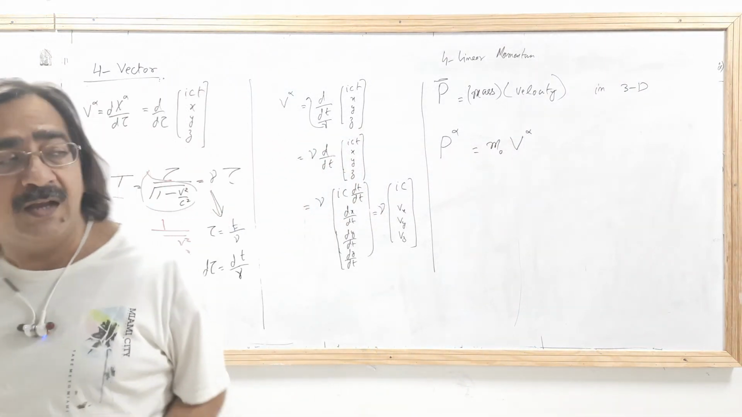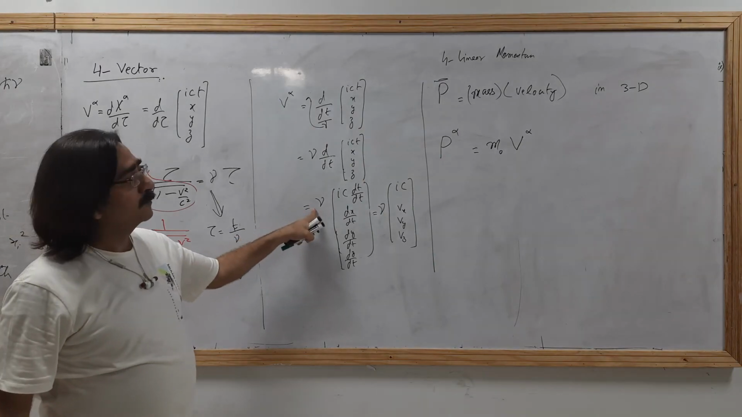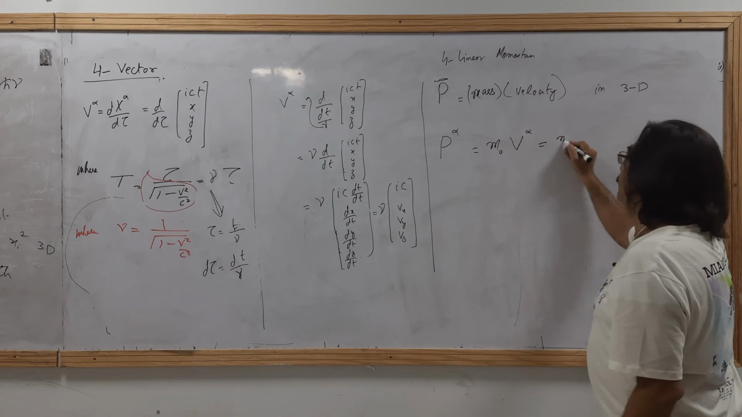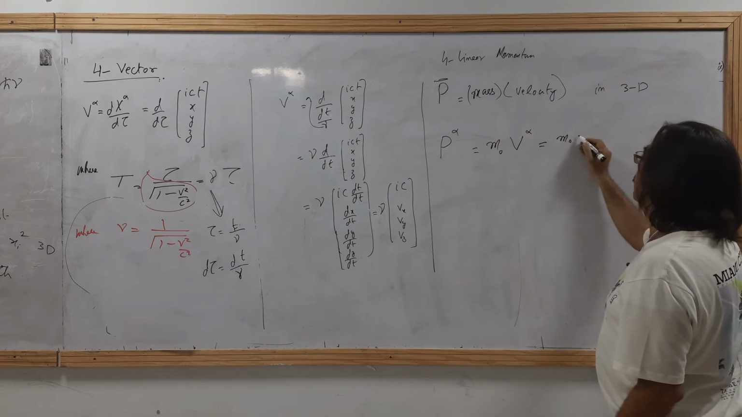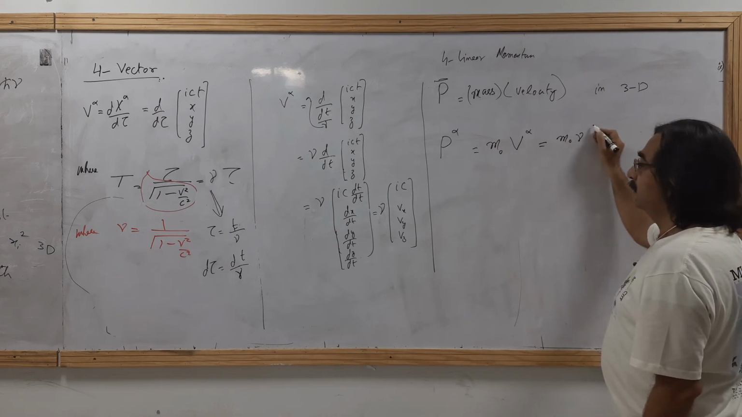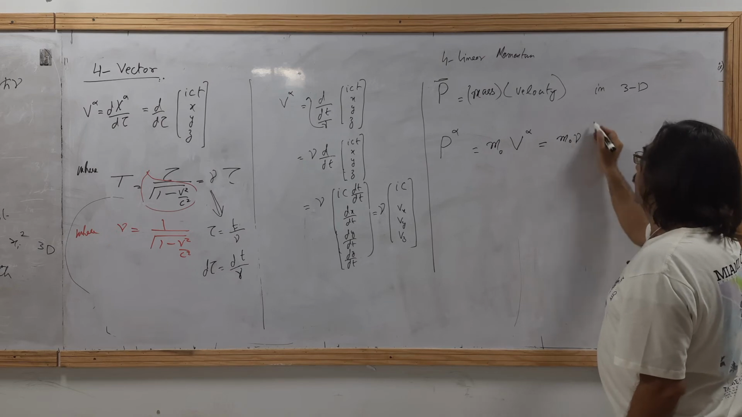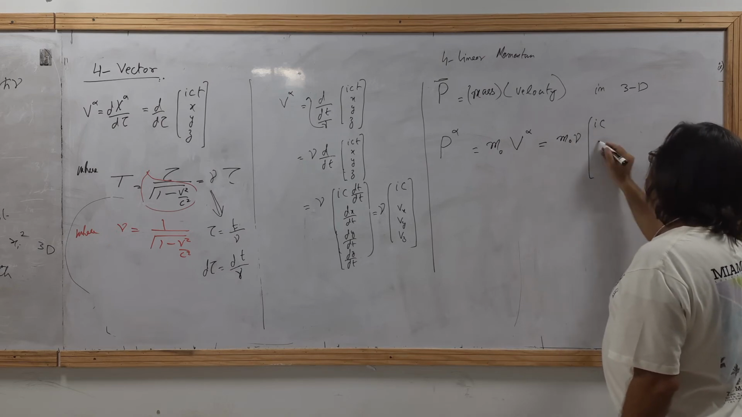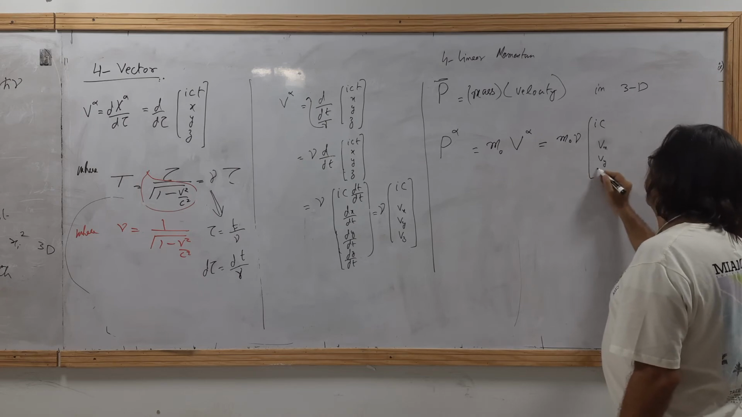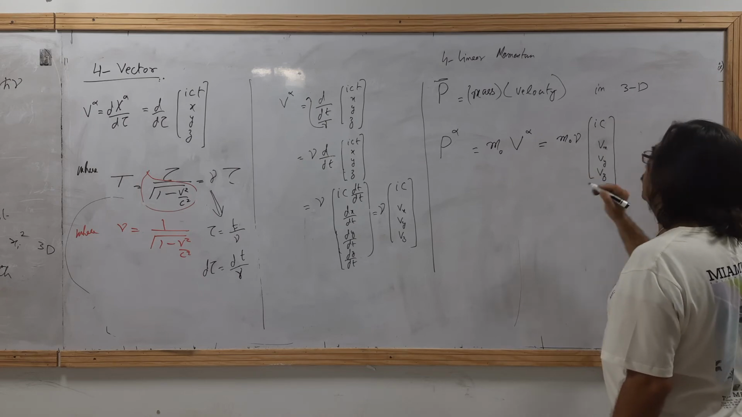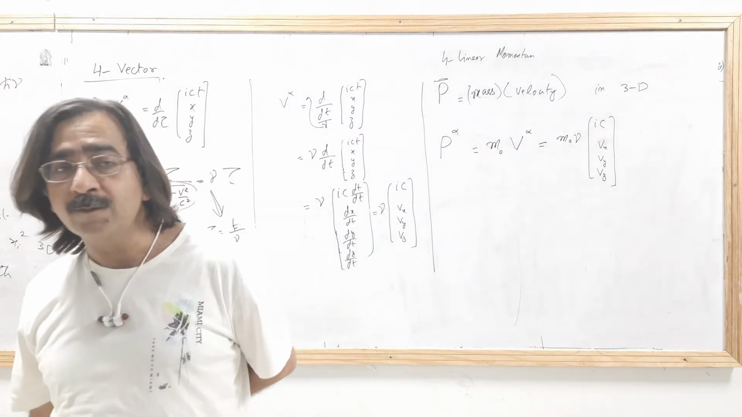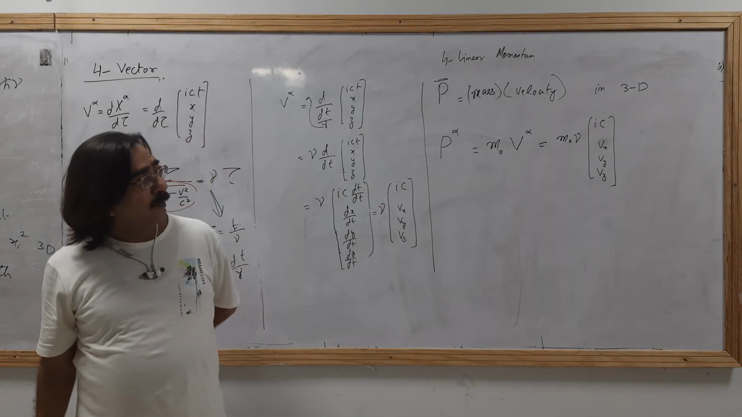Yes. And v alpha is m naught, but v is gamma iota c, vx, vy, vz. This will be equal to this. Yes. Okay.